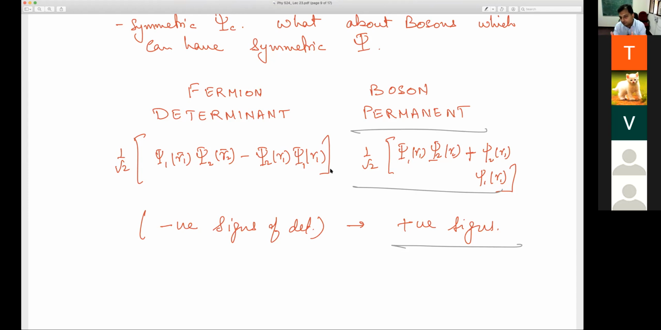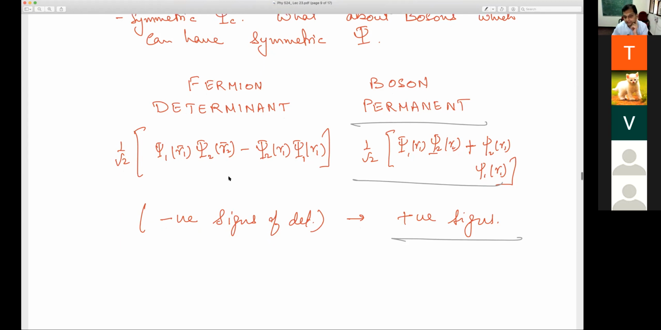So you can use psi1, psi2 as the spatial coordinates only. Then this will become the spatial part of the symmetric part of the spatial wave function. If psi1, psi2 you make into only the spin eigenvalues, so the spin states, then this will become the symmetric part of the spin wave function, and the determinant will always give you the antisymmetric part of the corresponding things, basically.